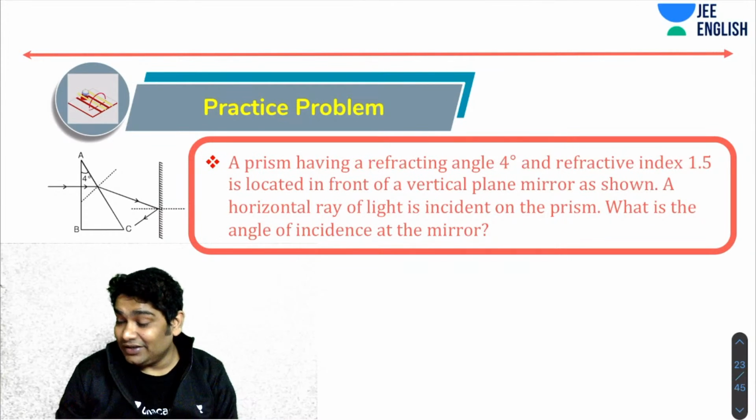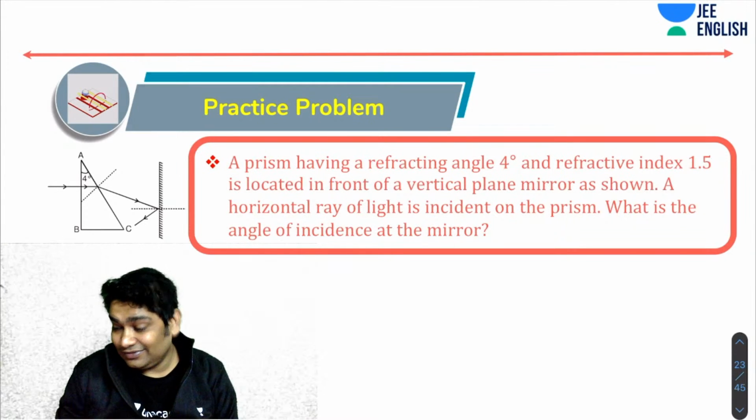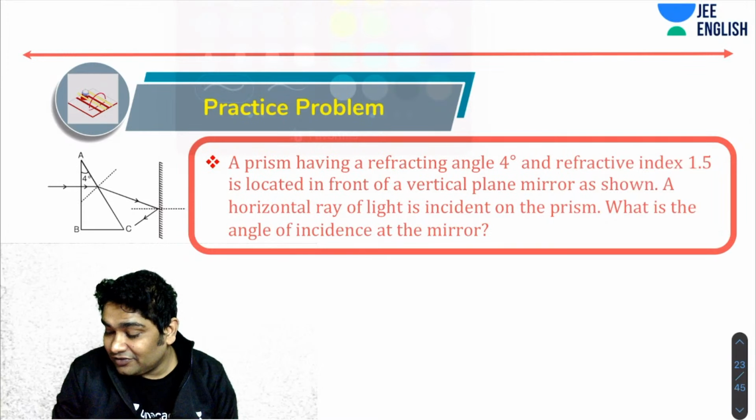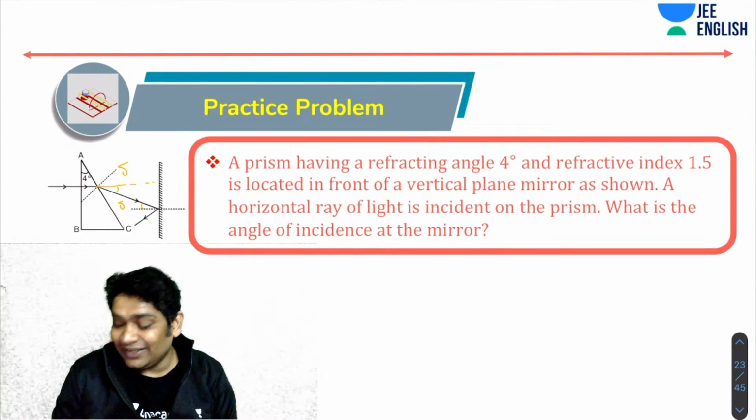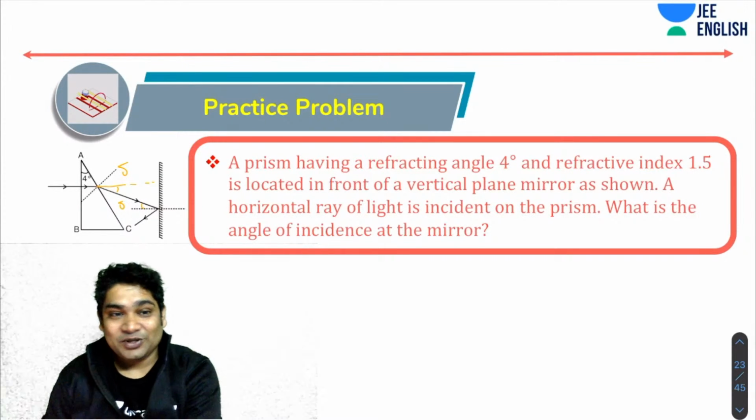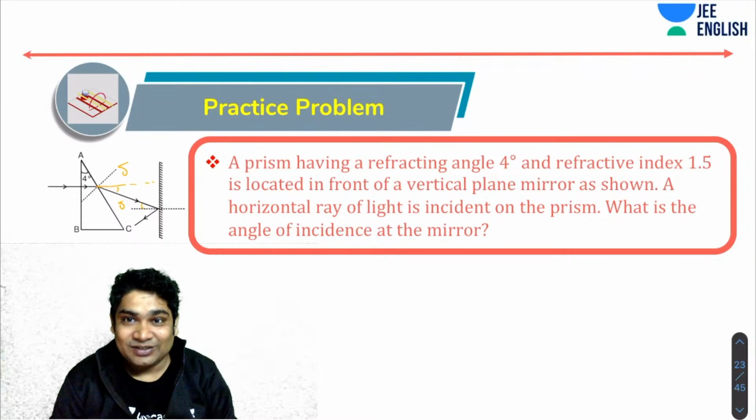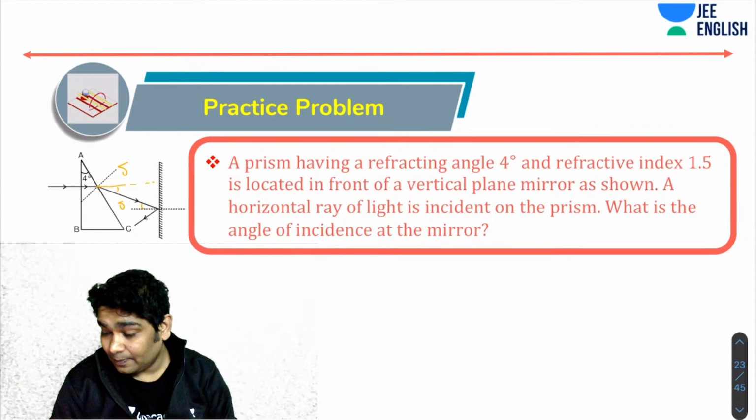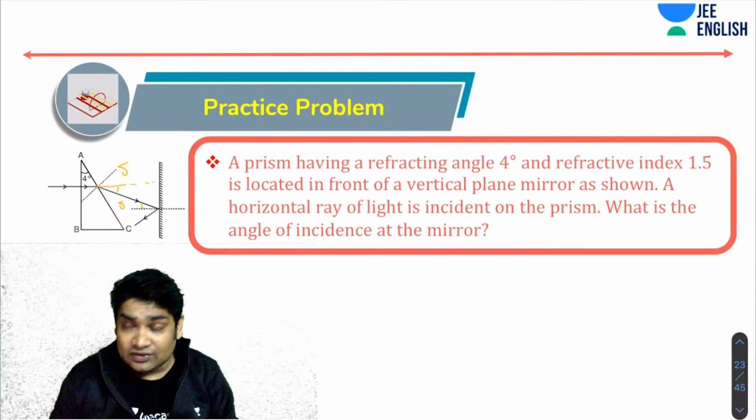So you realize if this is the delta, this will also be delta, correct? So the angle of incidence is equal to delta, in fact. So that should help you with the answer. Okay, I've given you the hint now. Again, you realize the angle is 4.